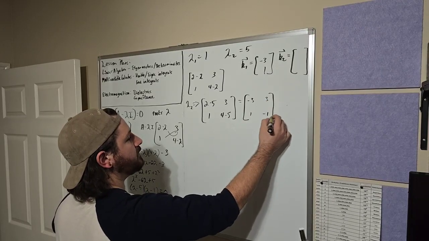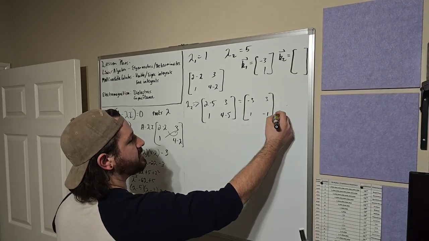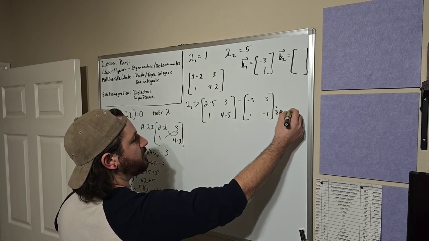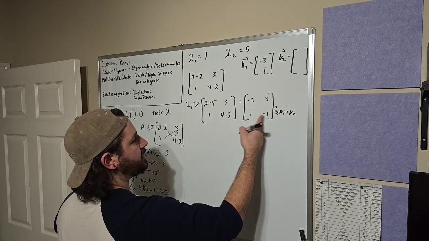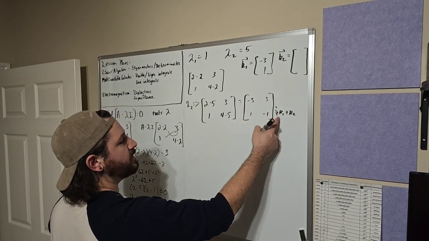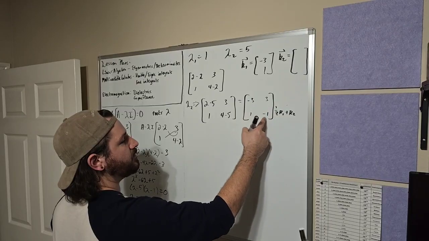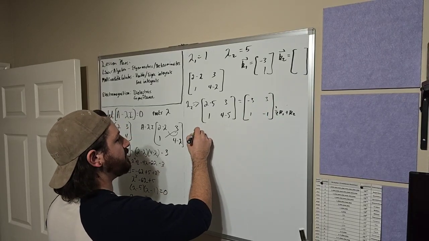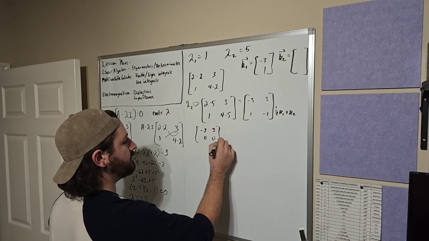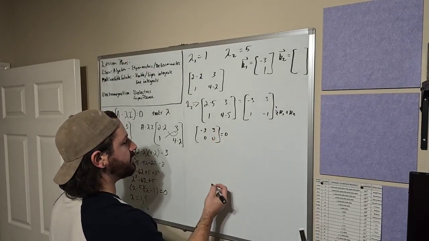Well, now I can see this is negative, that's positive, so I can use 1/3 row 1 plus row 2, and that should kill this bottom row. So I multiply that by 1/3, I get negative 1 plus 1 is 0, and then 3 times 1/3 is 1, minus 1 is 0. So that gives me what I want. I get negative 3 and 3 over 0 and 0, and that's still equal to 0, right?